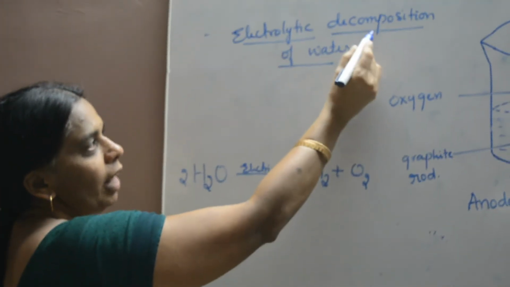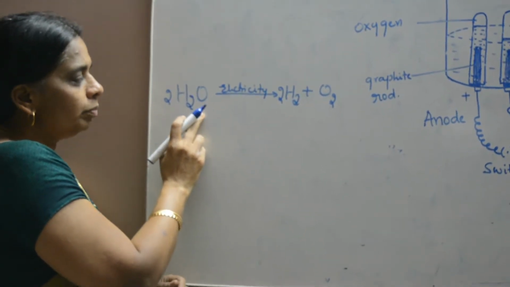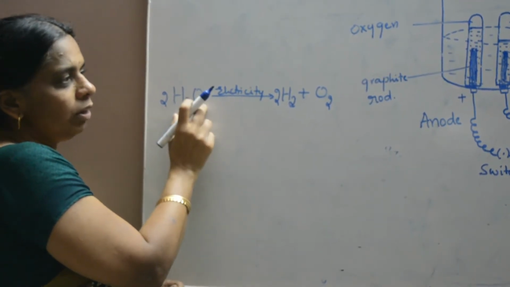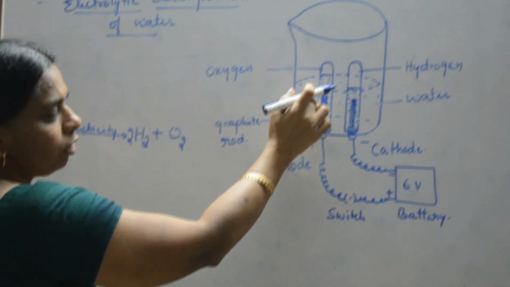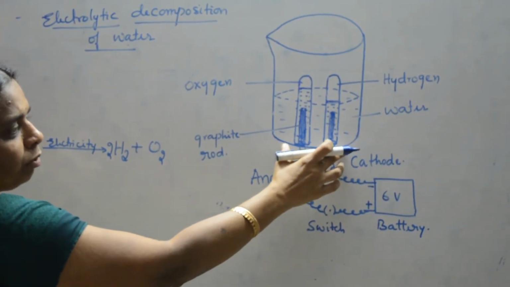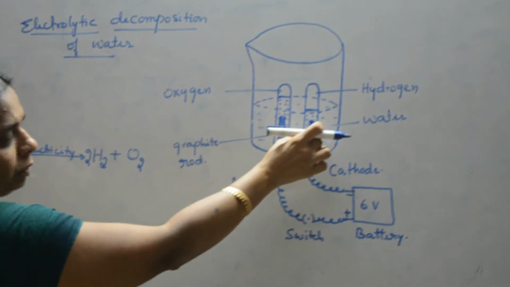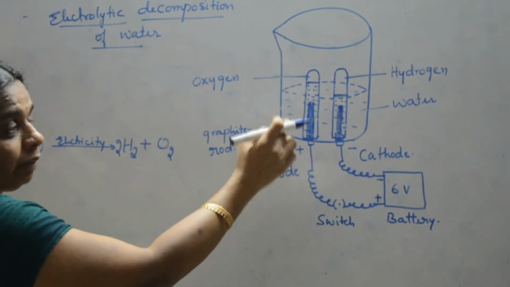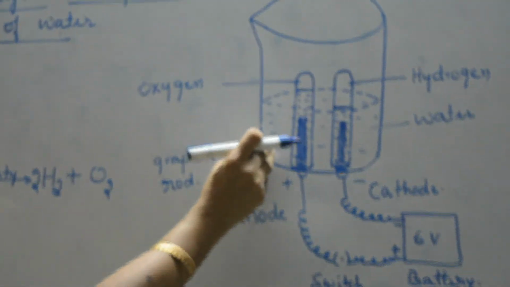Next is the electrolytic decomposition of water. Water is a very stable compound, so to decompose water we always need electricity. Water, as you know, is a bad conductor of electricity. We take the water in a plastic mug and prepare an electrolytic chamber. We use two test tubes here and take the water. We add a few drops of dilute sulfuric acid to make it a good conductor.